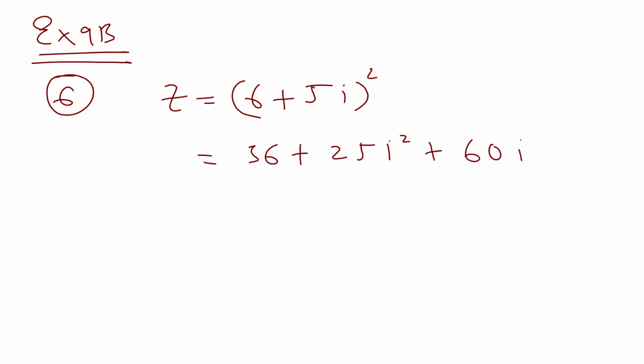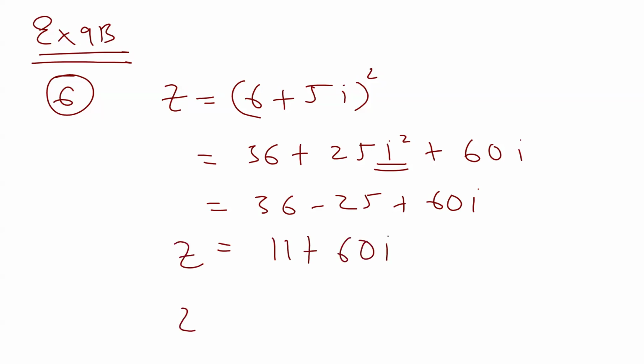So 2 times 6 times 5 is 60i. So 36 minus 25, because i square is minus 1, plus 60i. So 36 minus 25, that is 11 plus 60i. So this is z. So z bar will be 11 minus 60i. Okay. Question number 7.